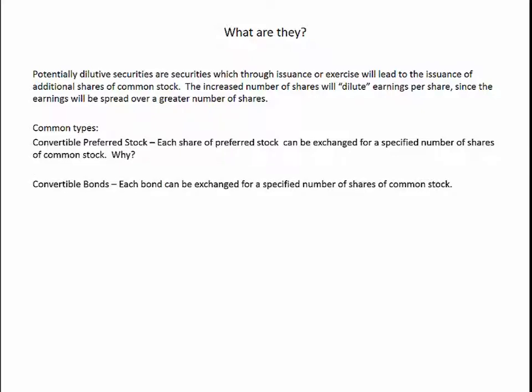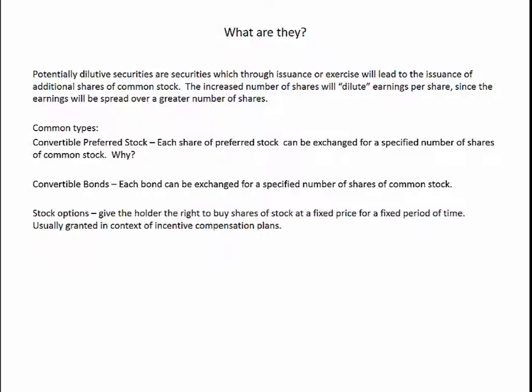By the same token, we might have convertible bonds, where each bond can be exchanged for a specified number of shares of common stock. Again, this makes the bond potentially more attractive, so people will pay more for our bonds, thereby lowering our borrowing cost.